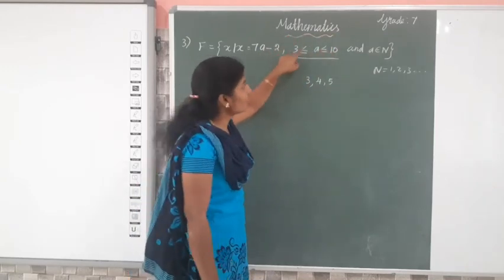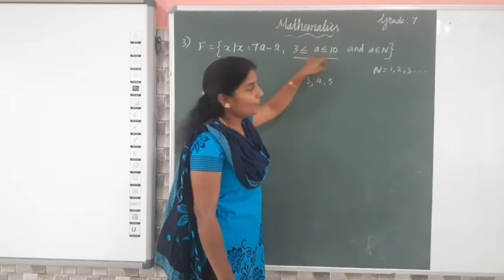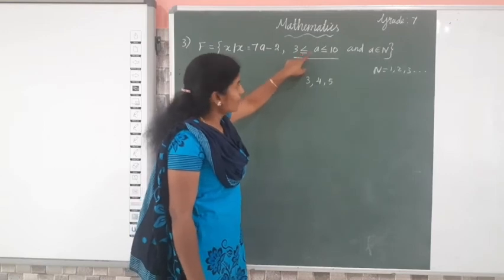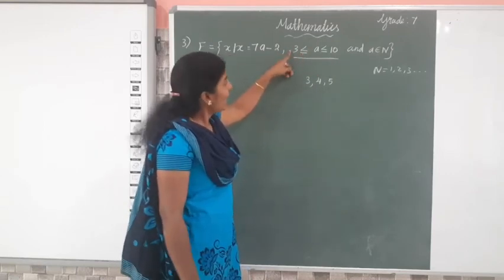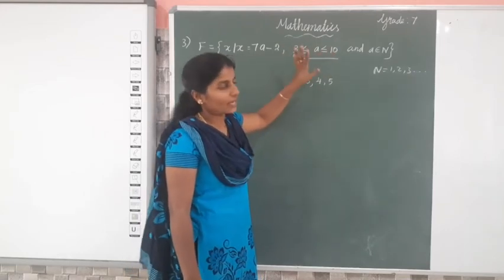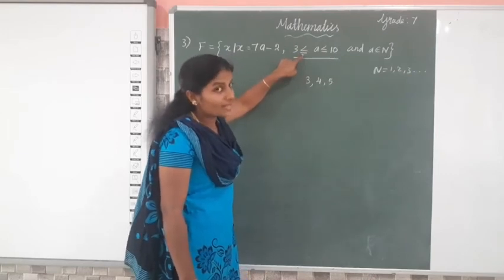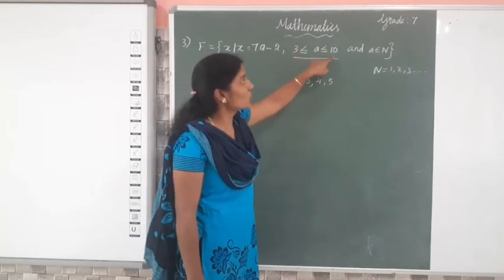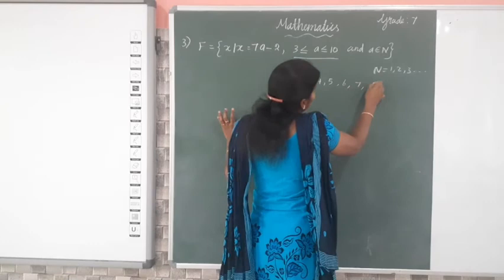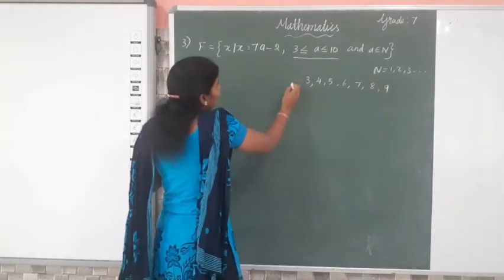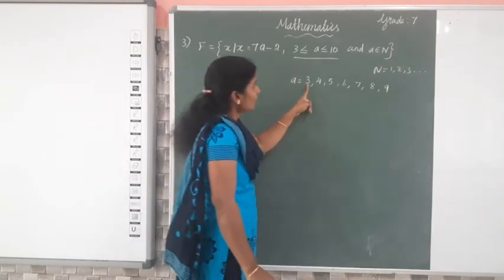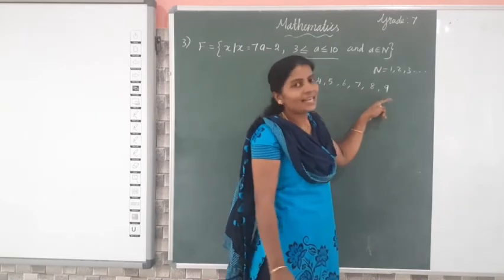What's the meaning? 3 to 10. We can include 3 and 10, because here it is less than or equal to. Suppose here it is less than, not equal, then we can write after 3, 4 to before 10, that is 4 to 9. But here it is less than or equal to, so we can include these 2 numbers. So 3, 4, 5, 6, 7, 8 and 9. So what are the values of a? 3, 4, 5, 6, 7, 8 and 9.